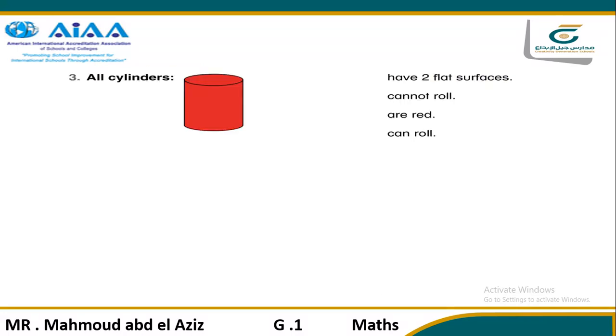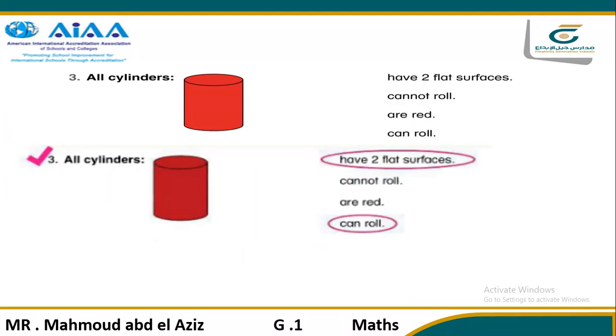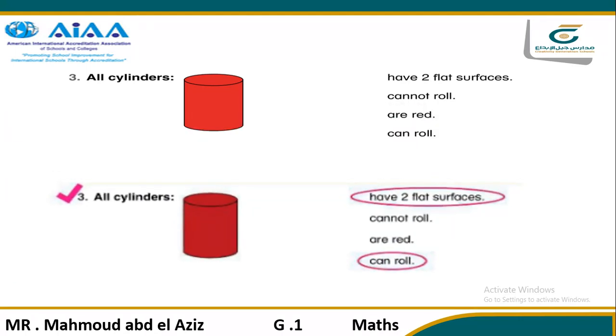With another question, all cylinders have two flat surfaces, or cannot roll, or are red, it's about color here, or can roll. So our answer is have two flat surfaces or can roll. So we would choose here to have two flat surfaces and can roll.